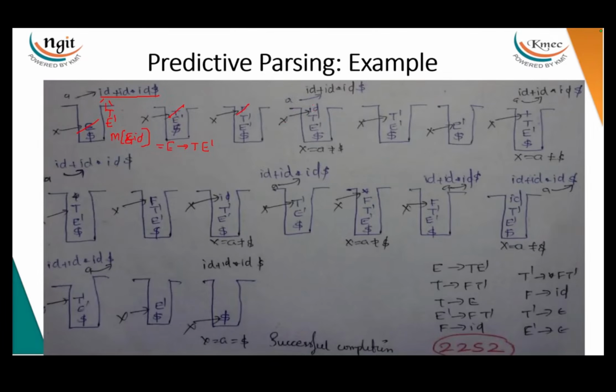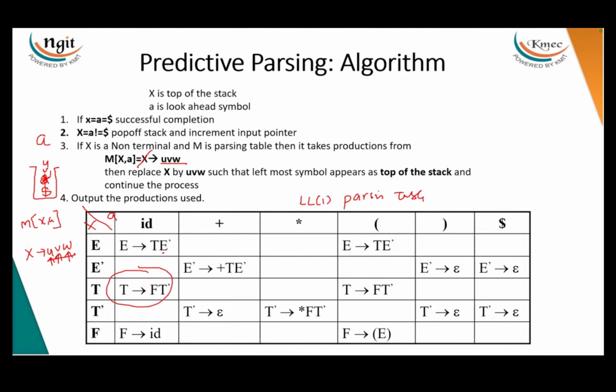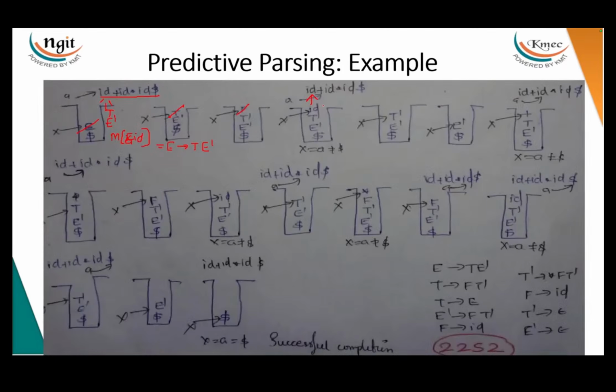Now see, X is ID, A is ID. If both are the same, what we have discussed is: if X equals A and it is not dollar, pop the stack and increment the input symbol. That means we have to pop this ID and increment A to plus.